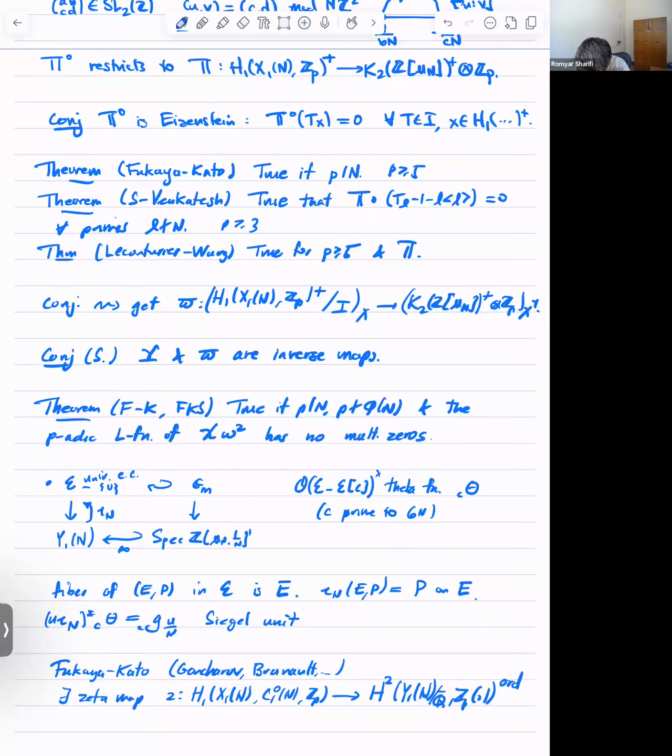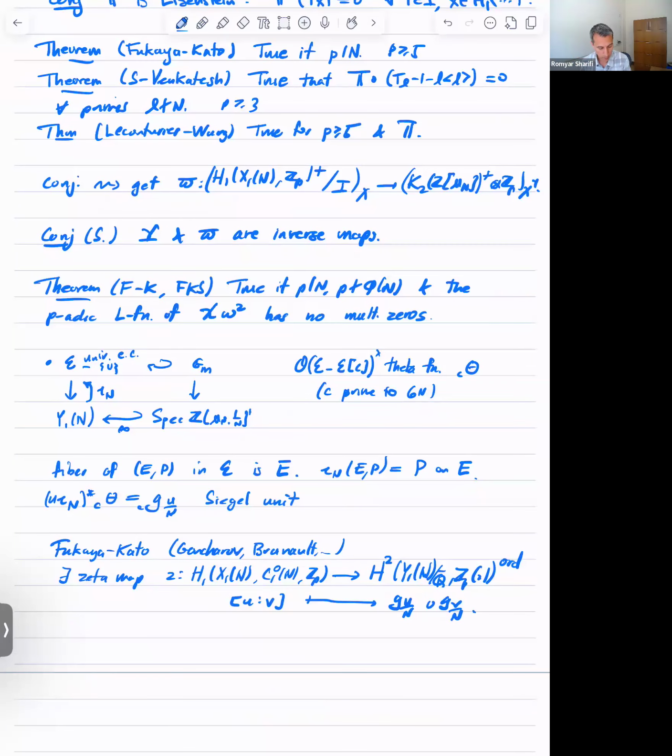Ordinary part. And they send UV to the cup product of G U over N and G V over N. Okay, this is not quite accurate the way it's written, but the key point is what Fukai and Kato did that, you know, sort of Bruno didn't, is that this is Hecke equivariant.